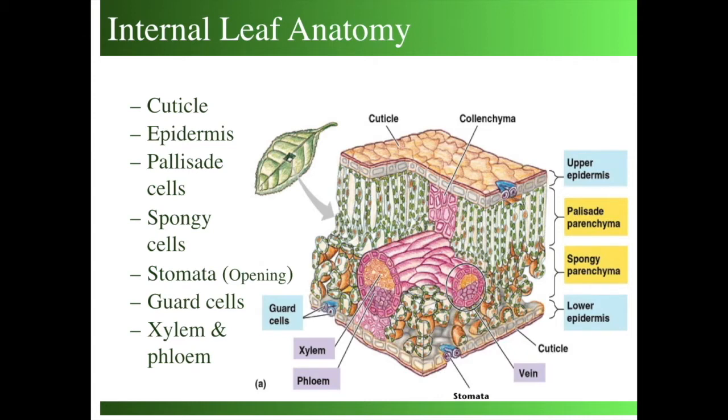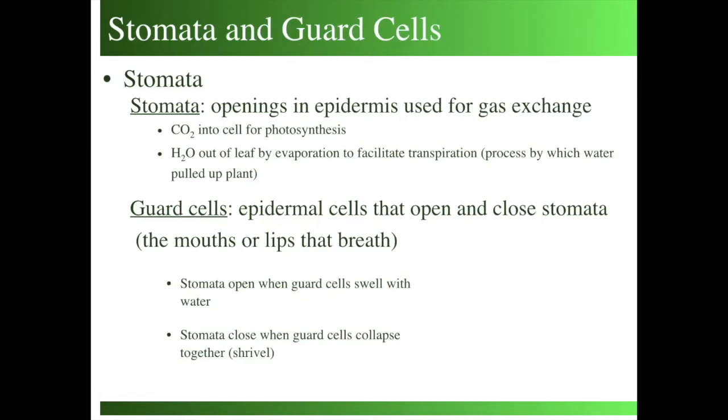And then running through the leaf are the veins, the vascular tissues, the tubes, which consist of xylem and phloem. Xylem carries water up from the roots, and phloem carries food, sugar, down from the leaves, which was made during photosynthesis. The stomata is the opening where oxygen and CO2 are exchanged. Plants take in CO2 for photosynthesis and then breathe out oxygen, and water leaves through evaporation, called transpiration. And the guard cells are those lips, those mouths that open and close.